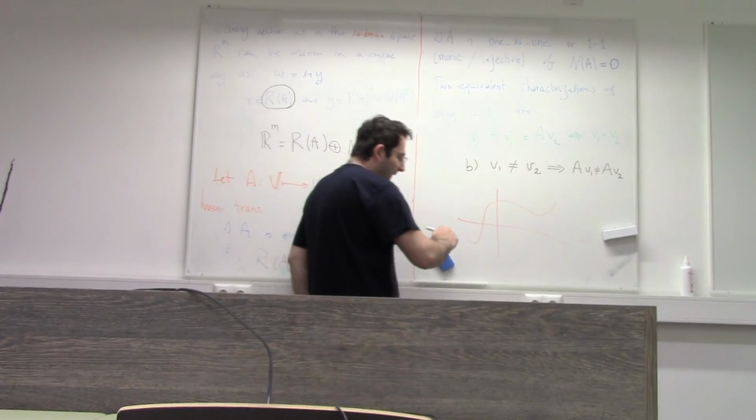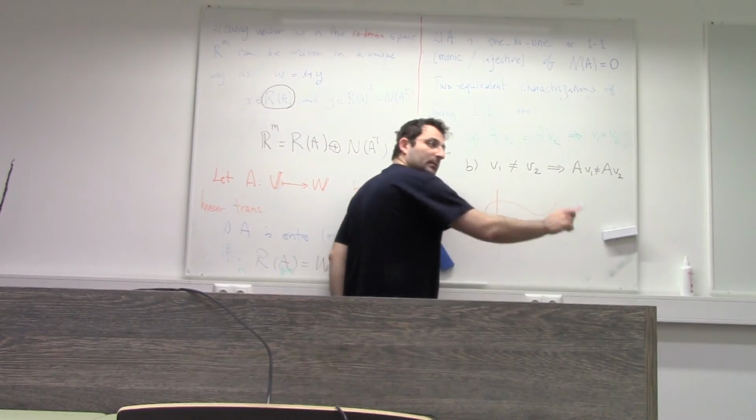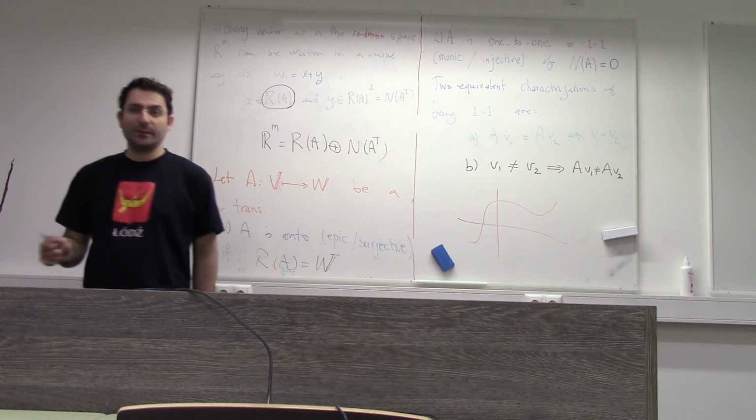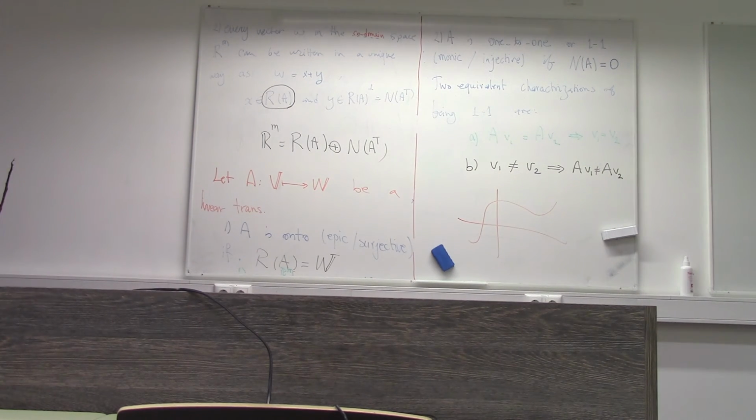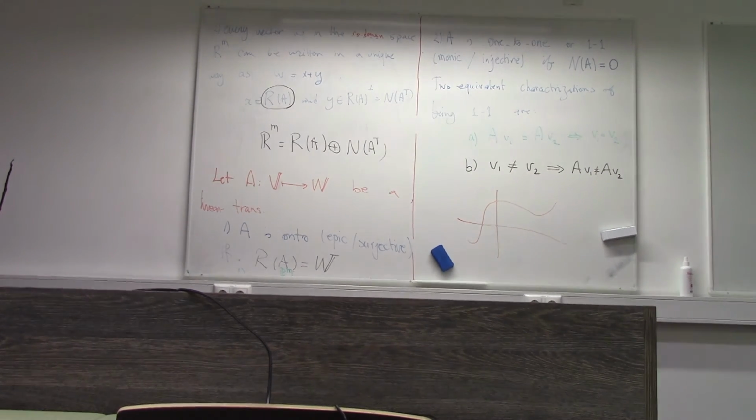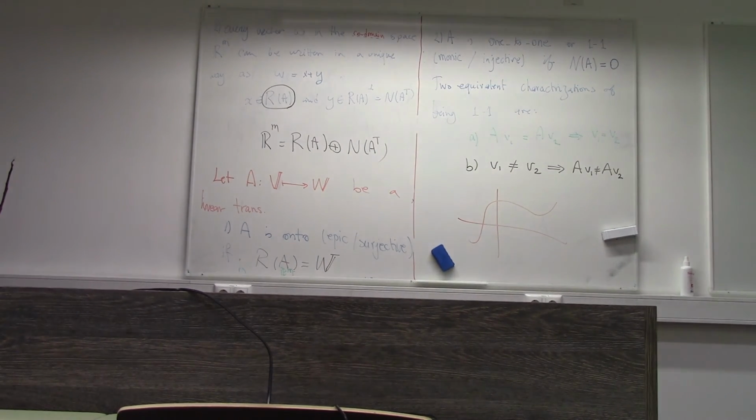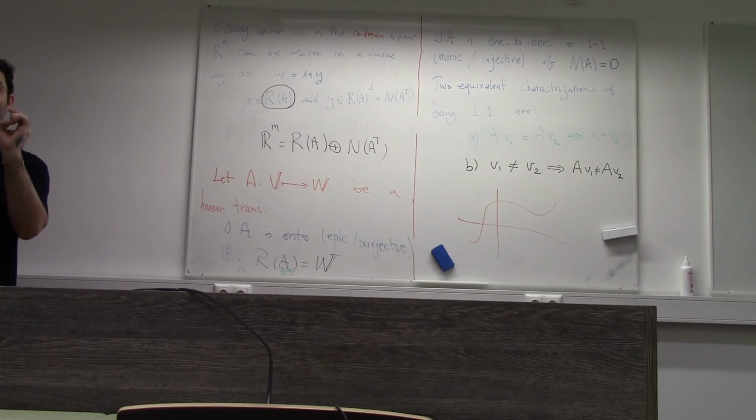Onto means that if we draw any line parallel to the x-axis, it has to cut the graph at least at one point. And one-to-one means that if I draw this line, it has to cut at most at one point. So it is onto and one-to-one if it is cutting exactly at one point.